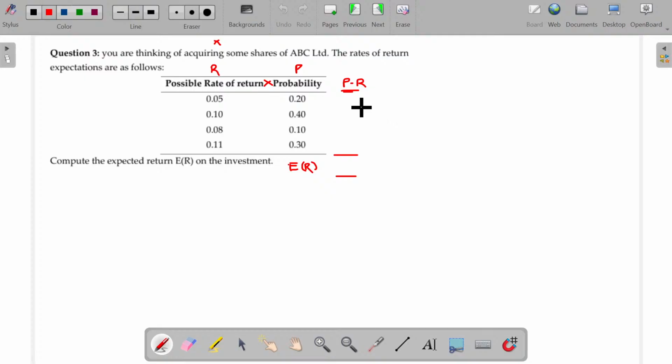So the expected return in this case being 0.01, 0.04, 0.008 and 0.033, with the overall value being 0.091, otherwise 9.1 percentage.